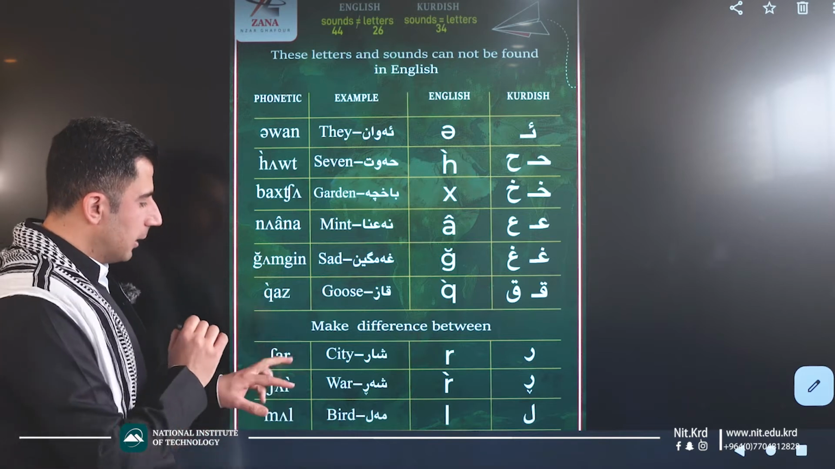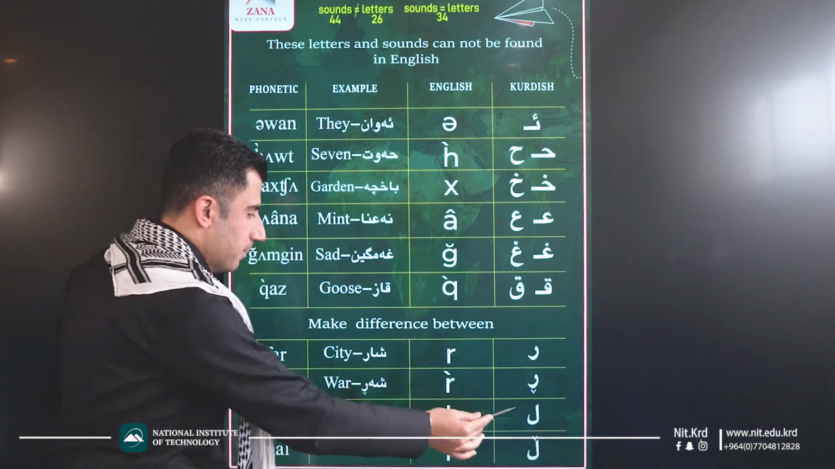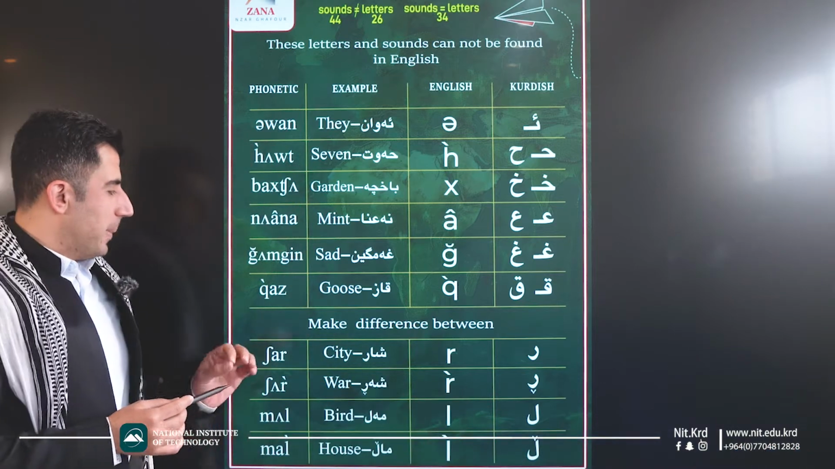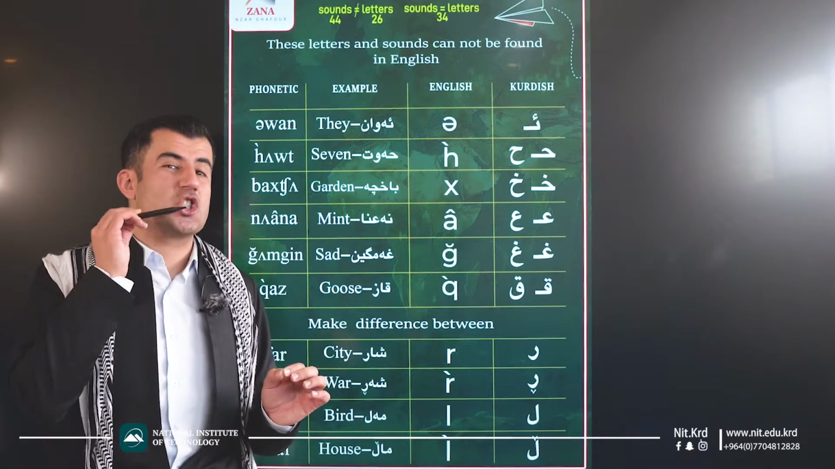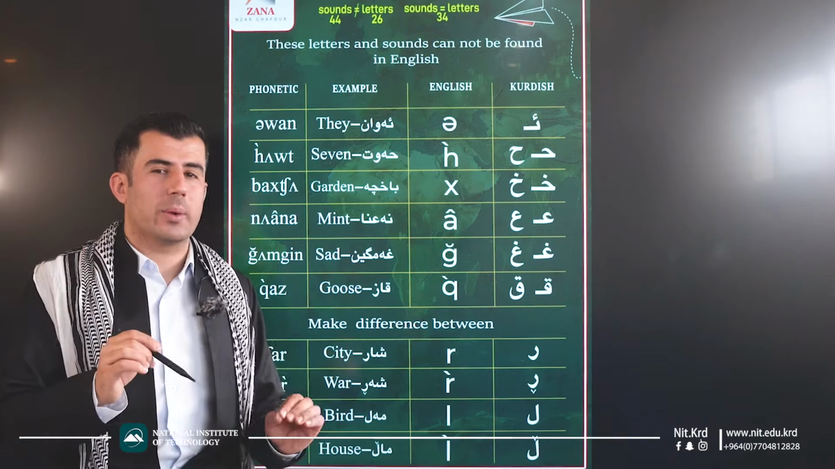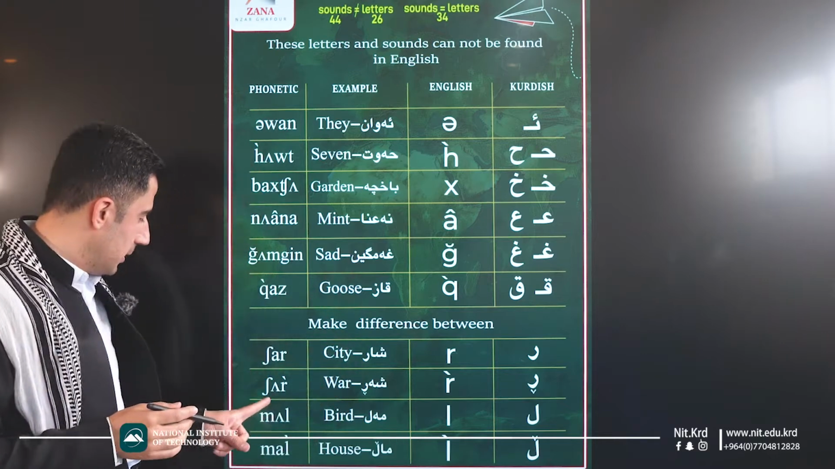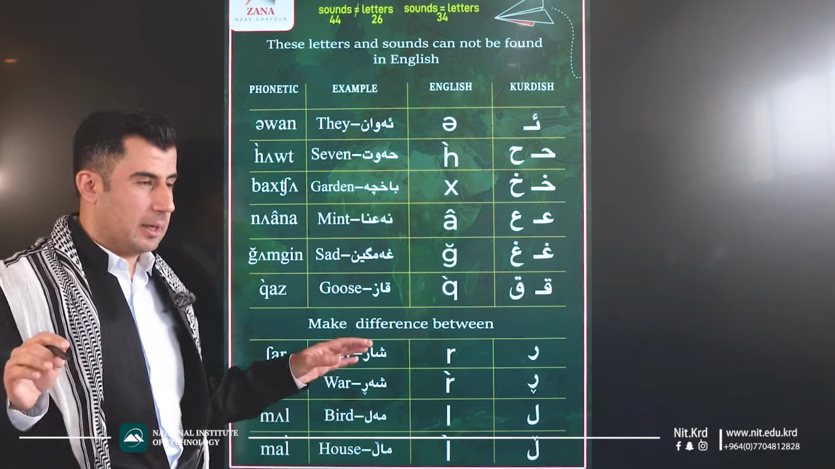And also we have another one, which is li and l. Please make a difference between li and l. Again, sometimes just by changing the sound or the letter li to l, the meaning of the word will change. For example, mel is a kind of bird, okay?